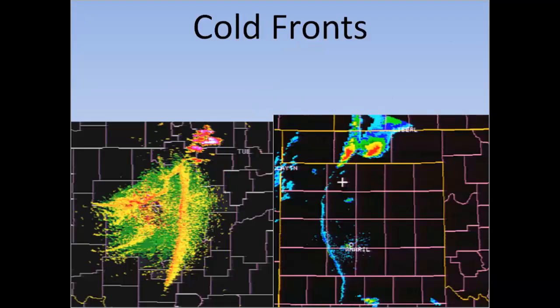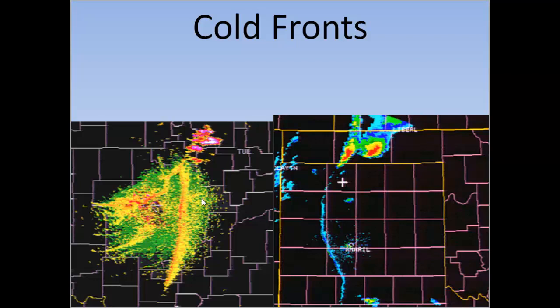You can see cold fronts on radar as well. They look like fine lines that are moving across the radar screen, usually from northwest to southeast or west to east. Cold air coming down from the north. You're actually not seeing the front per se.